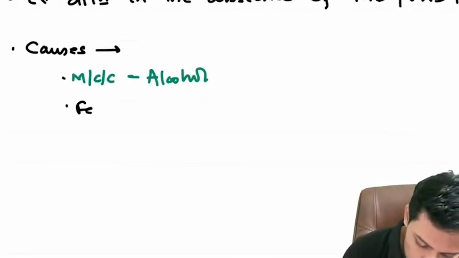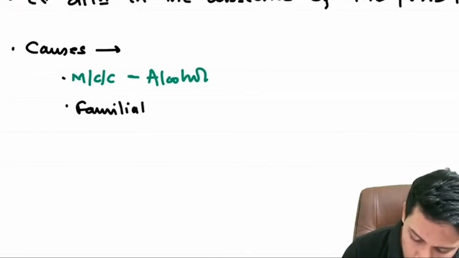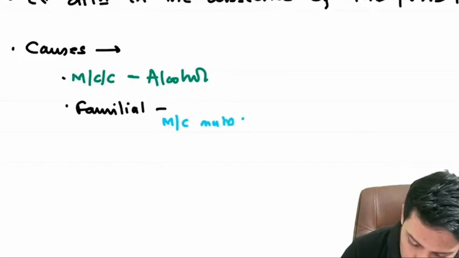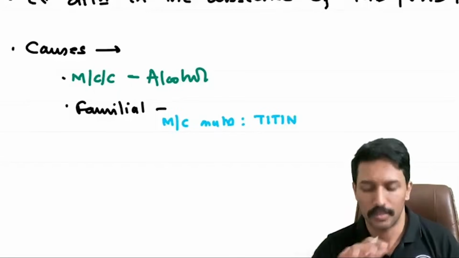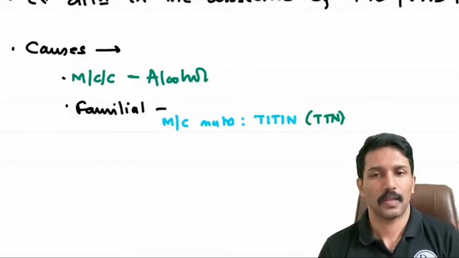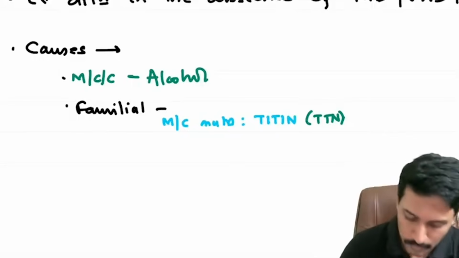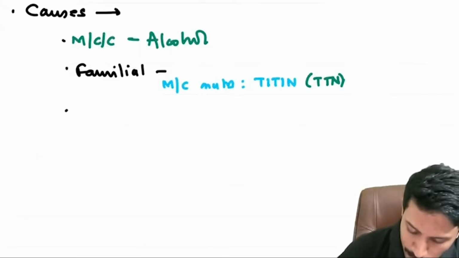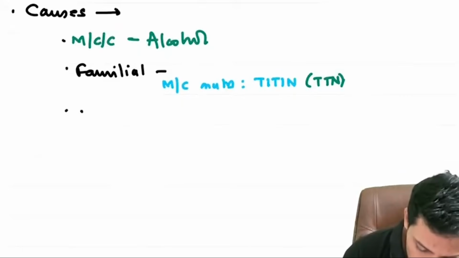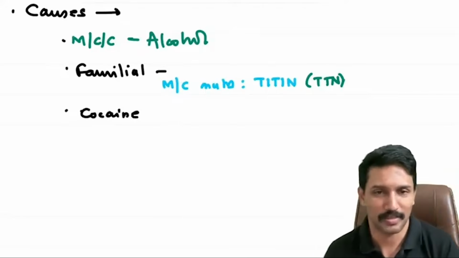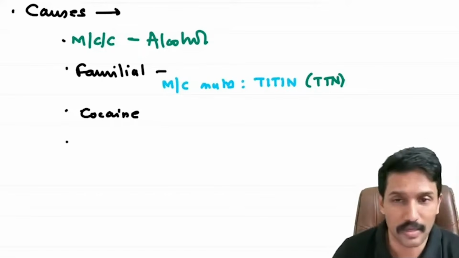It can also be familial or inherited. And when it is familial or inherited, the most common mutation responsible is in a gene called titin. The gene is called TTN. The protein is titin. Titin is a muscle protein. Apart from that, other toxins are also known to cause dilated cardiomyopathy. That includes cocaine, a natural upgrade from alcohol for many people, right? Cocaine is also going to cause dilated cardiomyopathy.